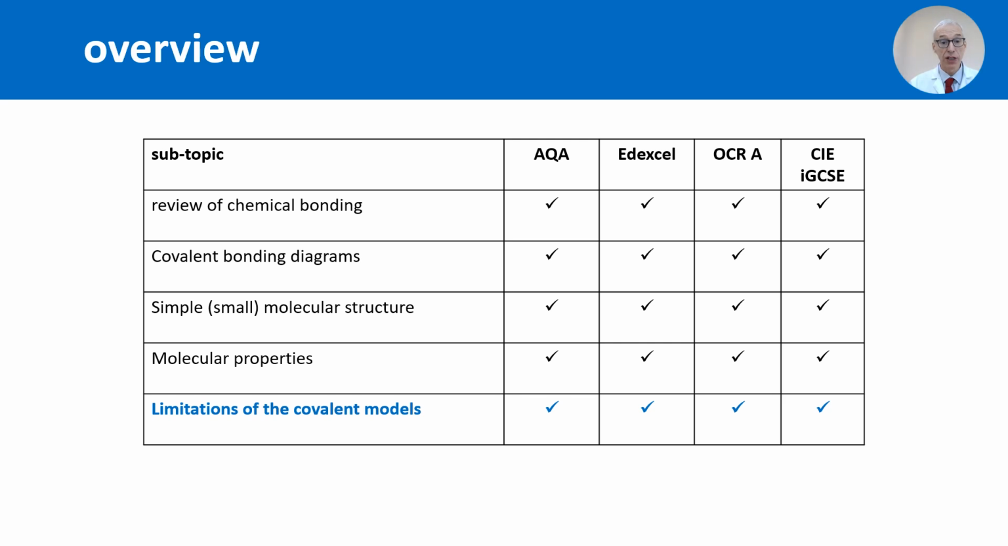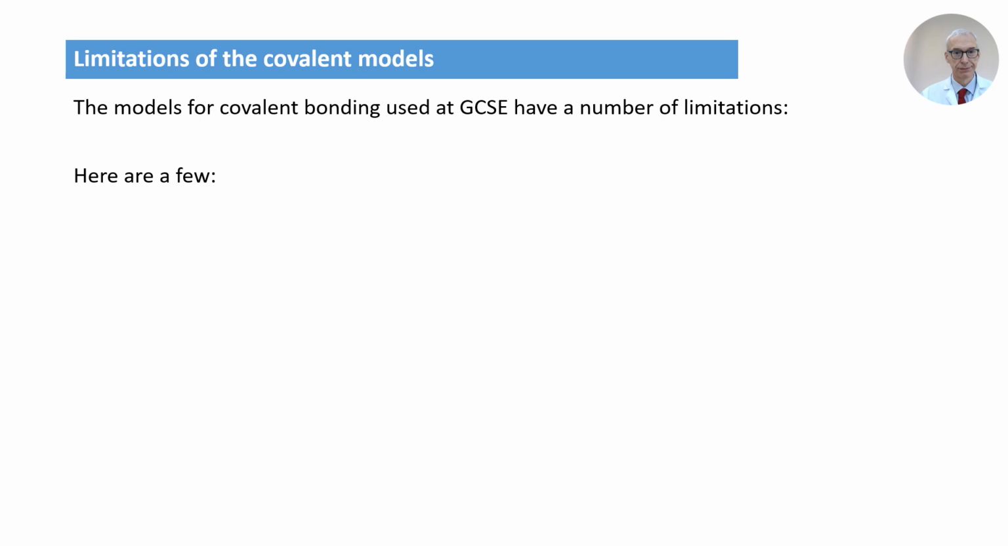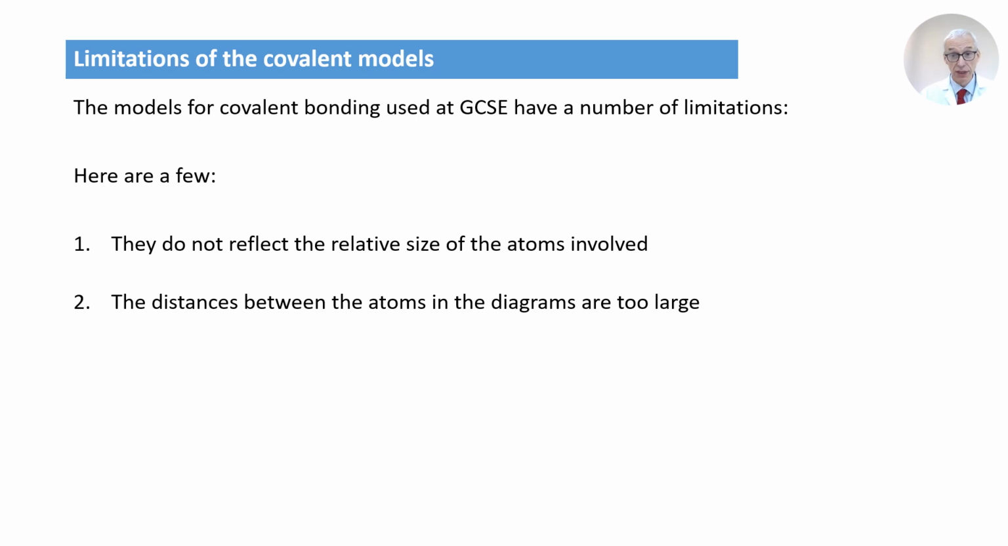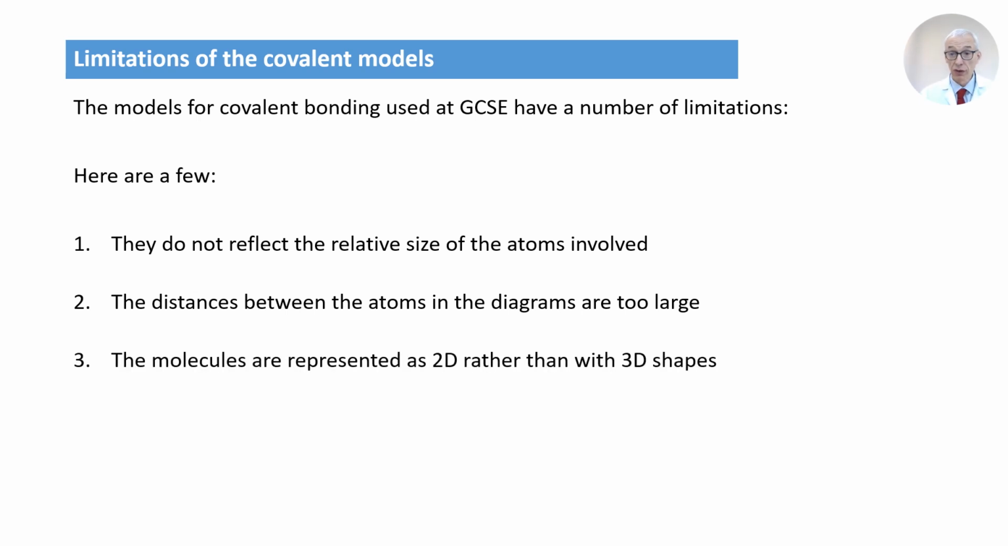And finally, the limitations of the covalent models described. There are many limitations to the models that we use for covalent bonding at GCSE. You'll see textbooks list extensively, but here are three of the most central. The first is that the models we're using, the dot and cross diagrams, the displayed diagrams, the ball and stick, do not reflect the relative size of the atoms involved. The distances between the atoms in the diagrams are far too large. The molecules that we draw are in 2 dimensions rather than representing 3-dimensional shapes, which is something that you'd meet at A level.